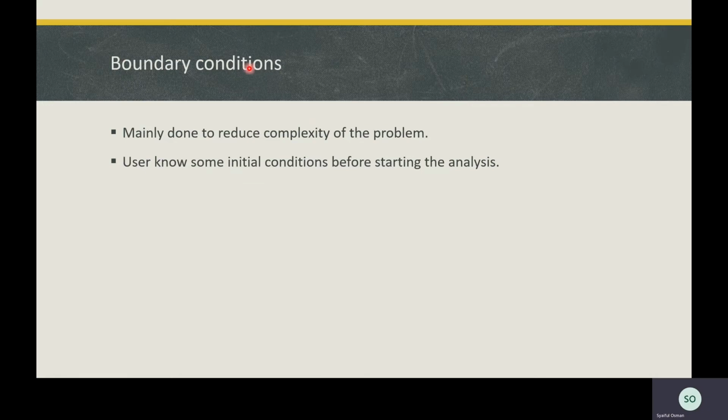And then we have the boundary condition. This step is mainly done to reduce the complexity of the problem from the engineering sense. For example, in some problems, the user might know some initial condition before starting an analysis, for example, the displacement of a point in a geometry, and such cases fall into the initial value problem category.